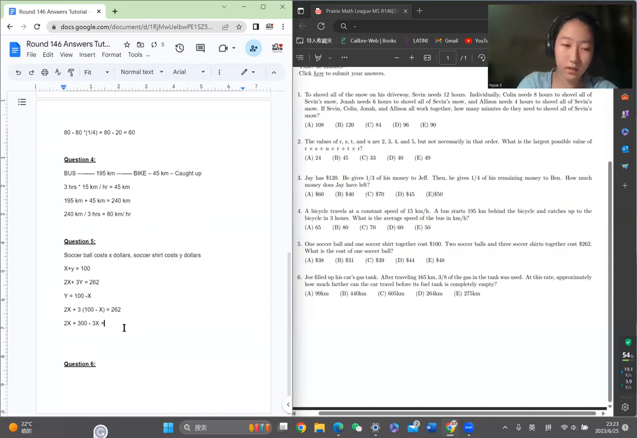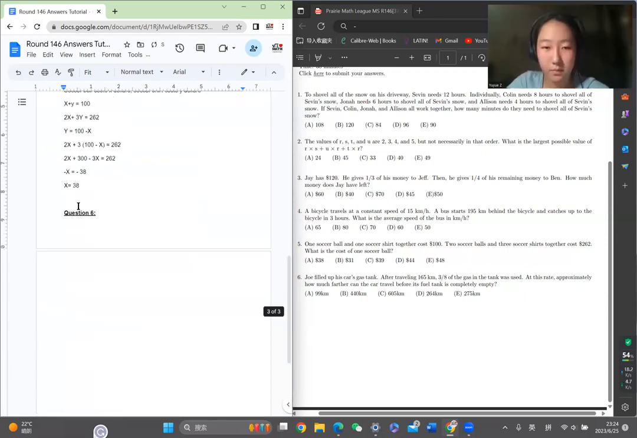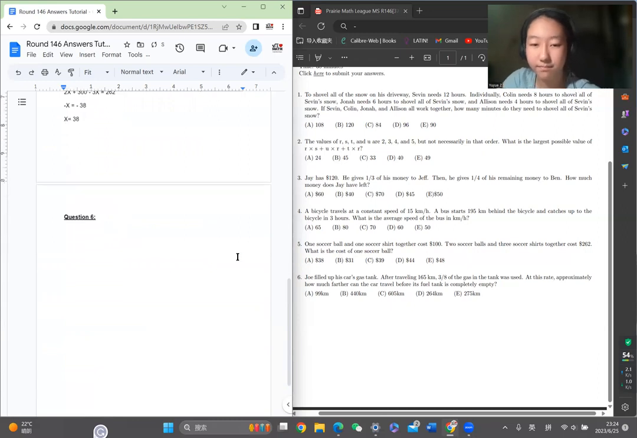So if we solve this equation, we will get minus X equals minus 38, or X equals $38. So the answer would be A.